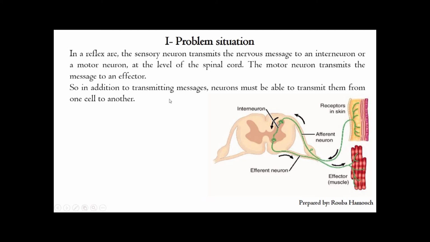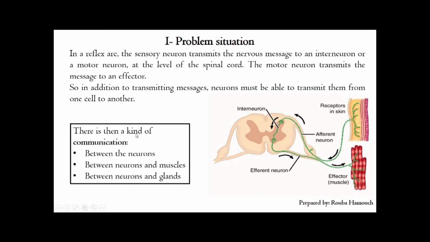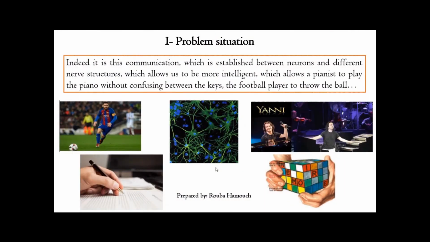So, in addition to transmitting messages, neurons must be able to transmit them from one cell to another. Thus, there is a kind of communication between neurons and muscles, and between neurons and glands. Indeed, it is this communication which is established between neurons and different nerve structures which allows us to be more intelligent, which allows a pianist to play the piano without confusing between the keys, the football player to throw the ball, etc.